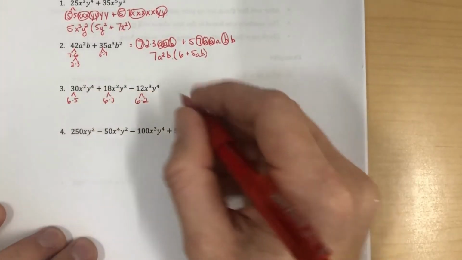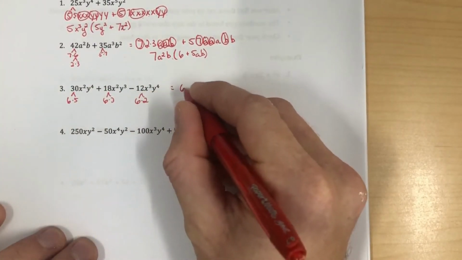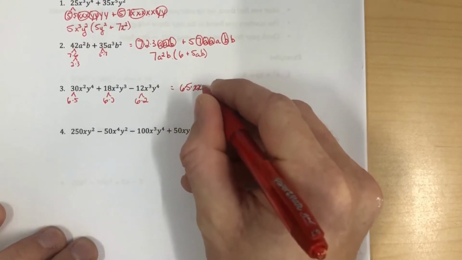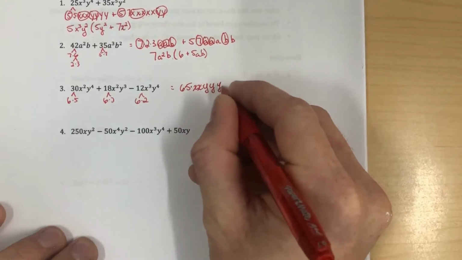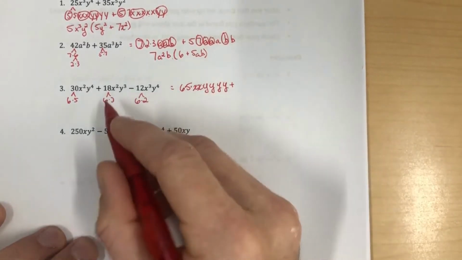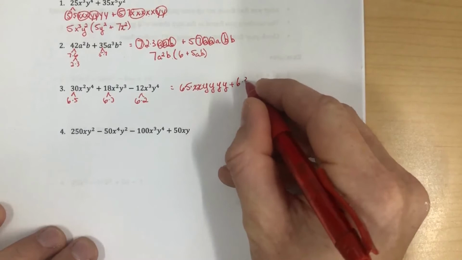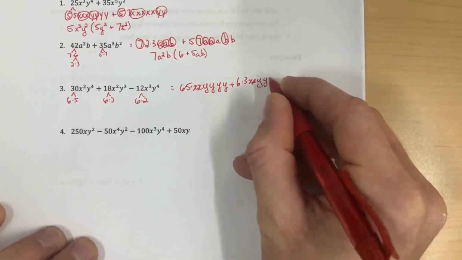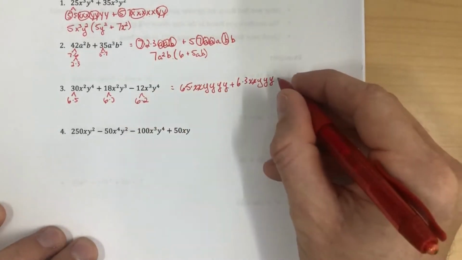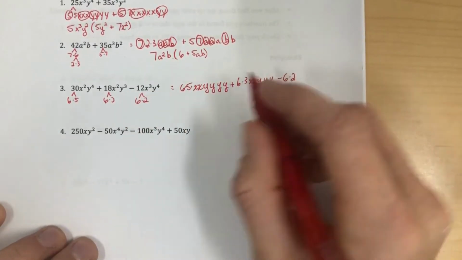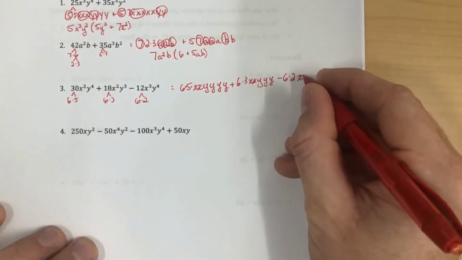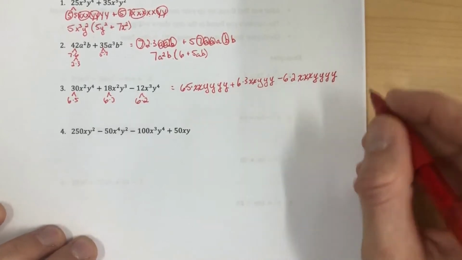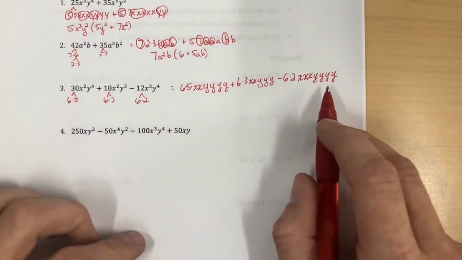So if we wanted to write this out in expanded form, we could write that as 6 times 5 times x squared times y to the fourth, plus 6 times 3 times x squared times y to the third, minus 6 times 2, x cubed y to the fourth. Okay? Now this looks really long, but it's still the same process.